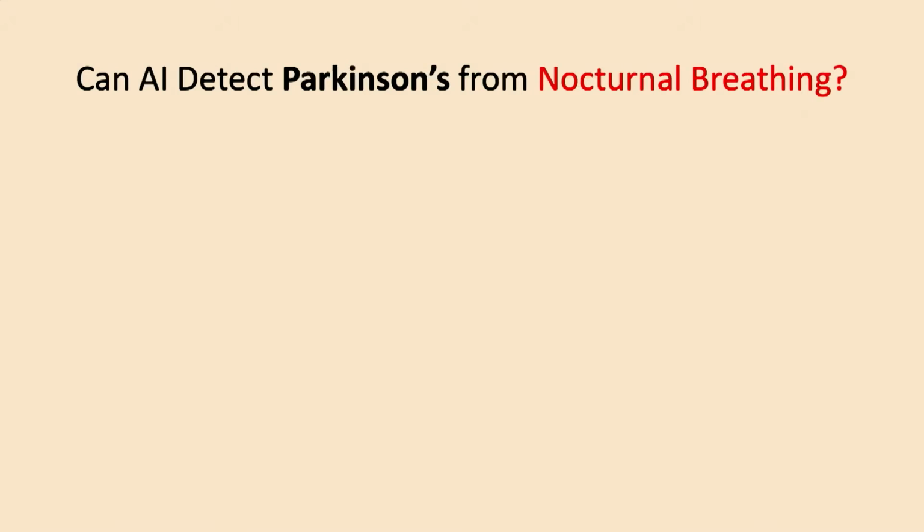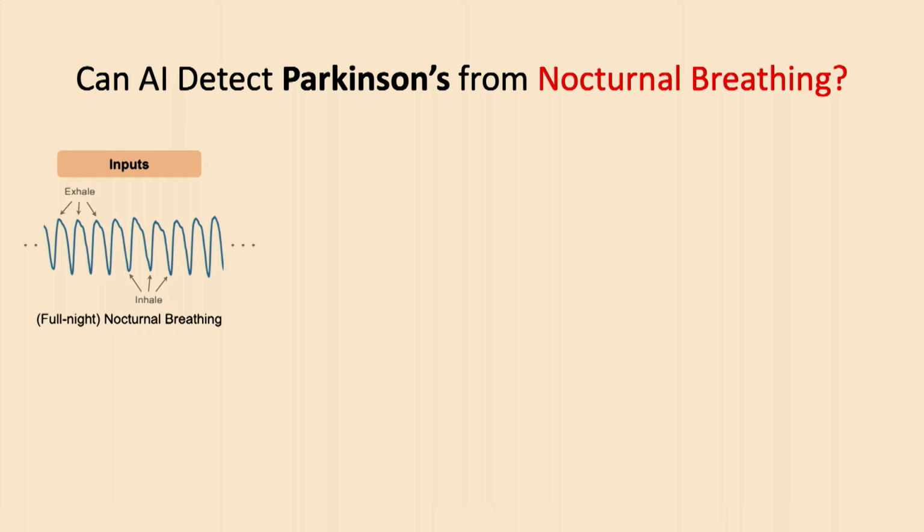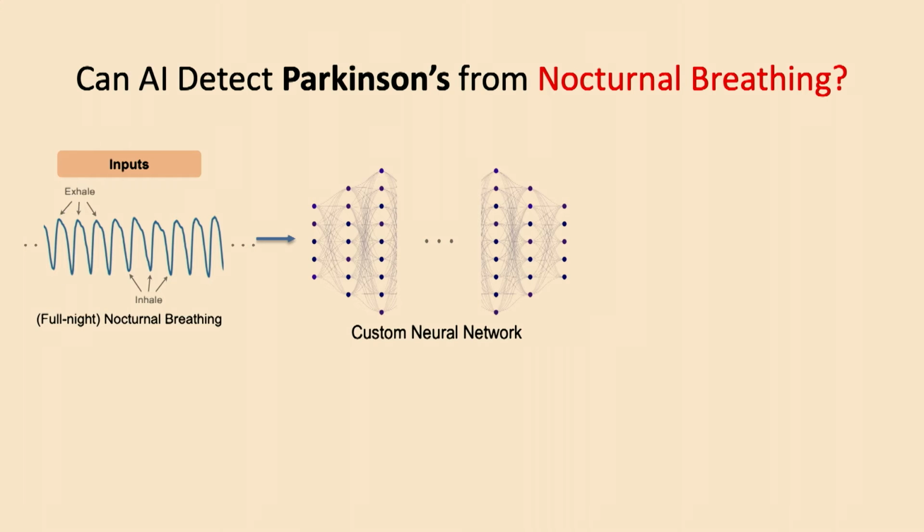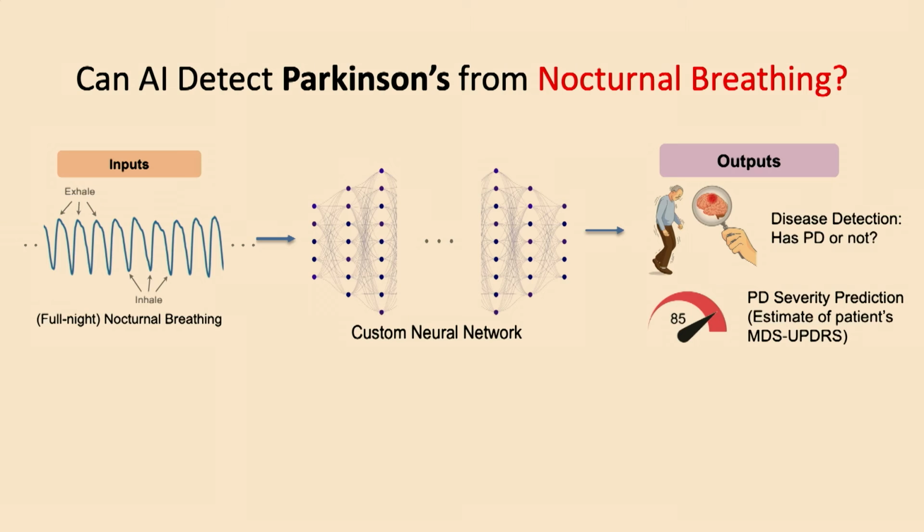So we ask a very simple question. Can AI detect Parkinson's disease from breathing? Because there are some insights that breathing changes can happen before the motor symptoms. So what we did, we took the respiratory signal. I showed you that we can get breathing very easily from our wireless device. We trained a neural network to answer 2 questions. Does this person have Parkinson's? And if they do have Parkinson's, what is the severity of their disease according to the gold standard?